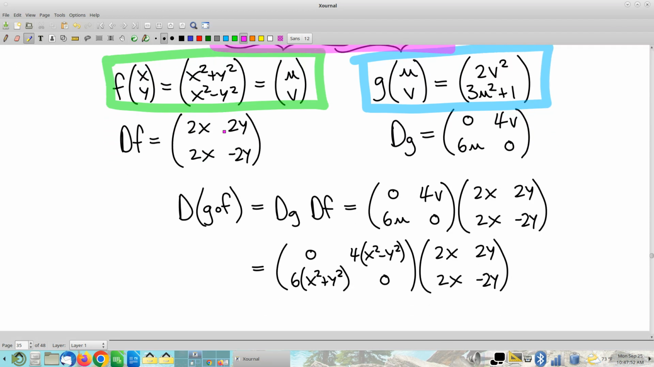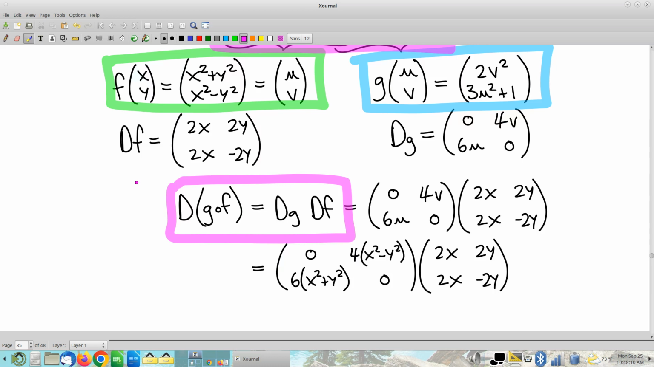Certain details you have to keep track of. Compute the corresponding derivative matrices. You multiply to get the derivative of the composition. Make sure you put the right one on the right side. You've got to be careful with that.